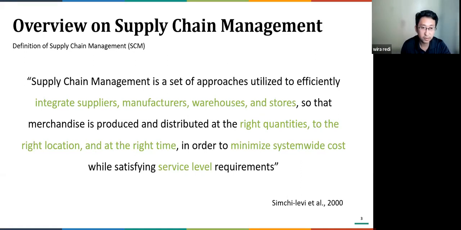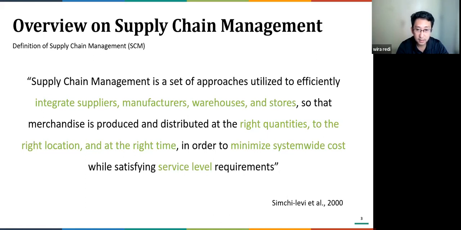These definitions were cited from the books of Professor Simchi-Levi, and I can read it as follows. Supply chain management is a set of approaches utilized to efficiently integrate suppliers, manufacturers, warehouses, and stores. So basically all the entities involved in the supply chain. For what? So that the merchandise, maybe it's products or services, is produced and distributed in the right quantities to the right locations at the right time. So that's the goal for the supply chain in this perspective.